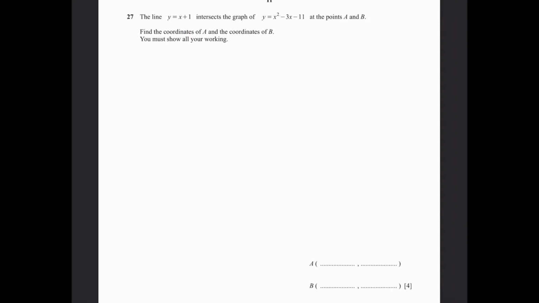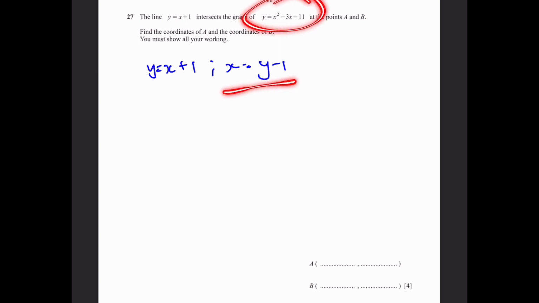Question 27. Line y equals x plus 1 intersects the graph of y equals x squared minus 3x minus 11 at the points A and B. Find the coordinates of A and the coordinates of B. You must show all your working. So this is actually practically a simultaneous equation. So y equals x plus 1. That means x will be equal to y minus 1. Now we can substitute this value in here.